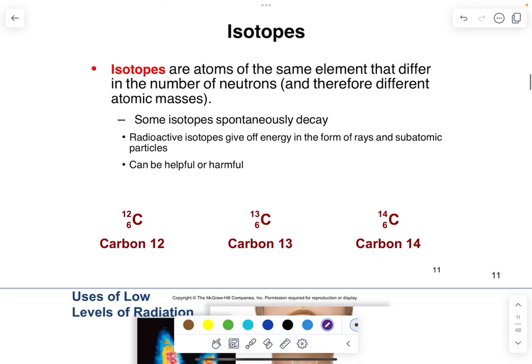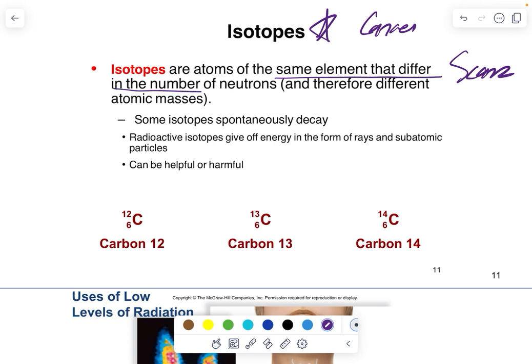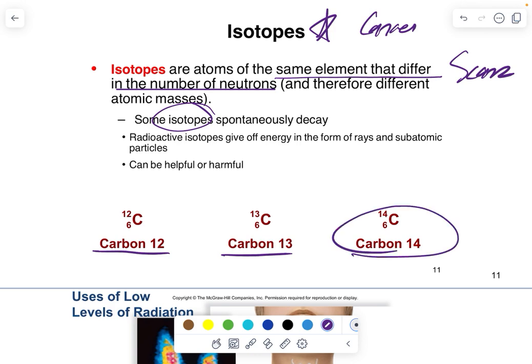And so isotopes are really important, especially when it comes to cancer treatments and certain treatments and scans and all that sort of stuff in biology. Isotopes are atoms of the same element that differ in the number of neutrons. Some isotopes spontaneously decay. Okay, so some isotopes are radioactive. Carbon-12 is stable, carbon-13, and then carbon-14 is radioactive, which means they give off energy and it decays. It can be harmful or helpful.